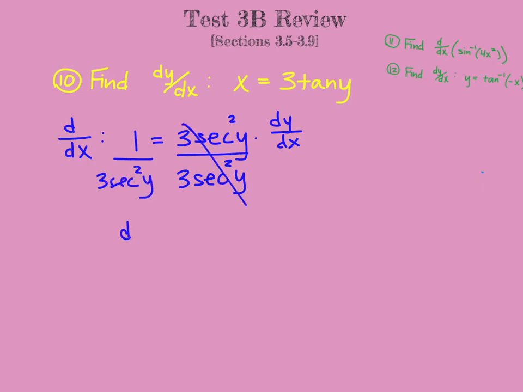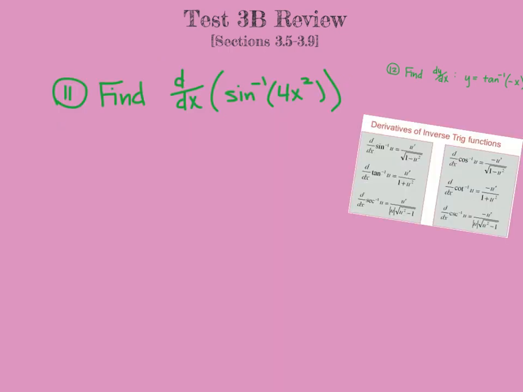When we do this, we'll be left with dy/dx equals the reciprocal, basically, so we have a 1/3, and then the reciprocal of secant squared. So the reciprocal of secant squared is cosine squared of y.